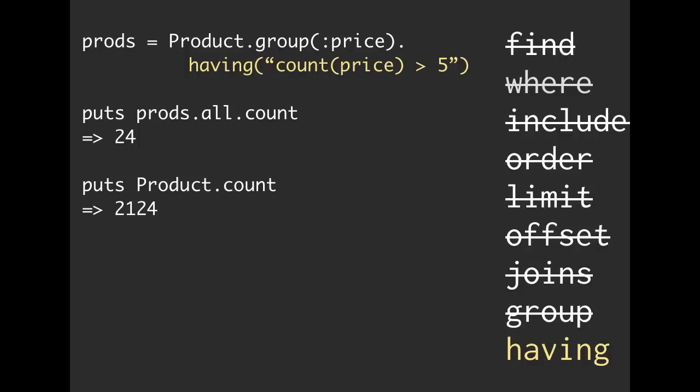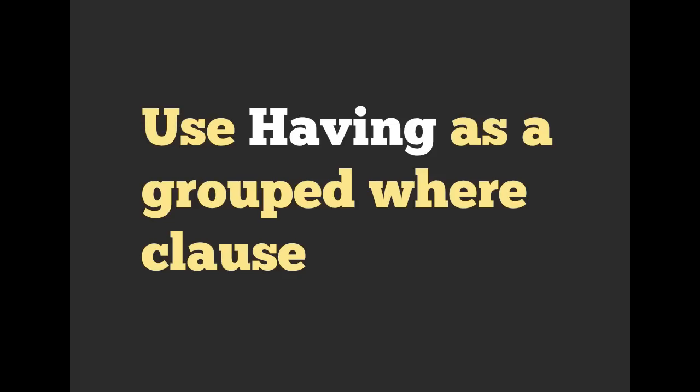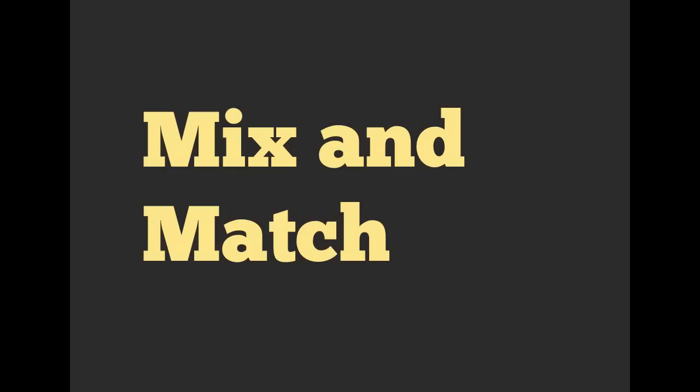So if we group all of our products that have a similar price, and then we count all of those, that's not going to be stored directly in our product. If we wanted to do a where clause against that, then we could use having. So again, I think of having as a grouped where clause, or just using it for virtual attributes. I use having and group heavily in the metrics and analytics sections of databases.